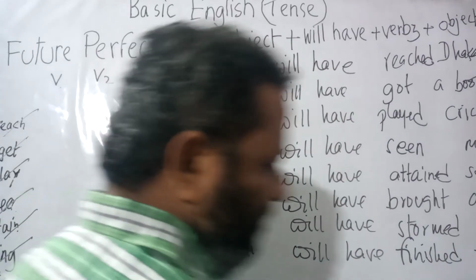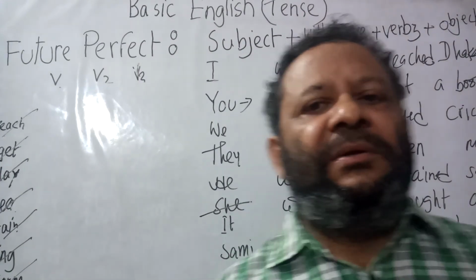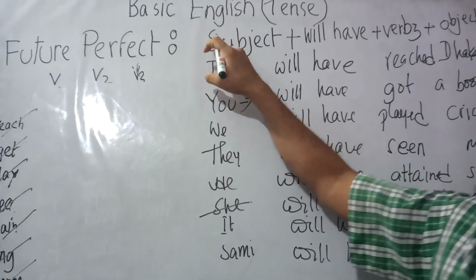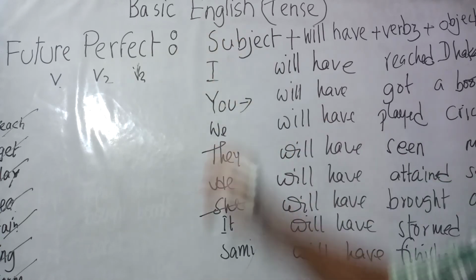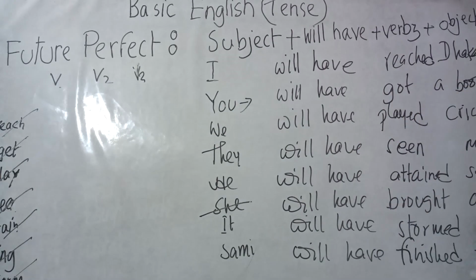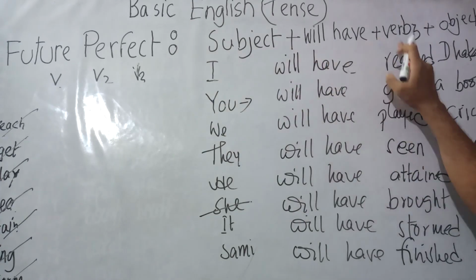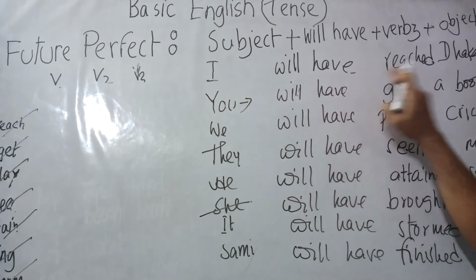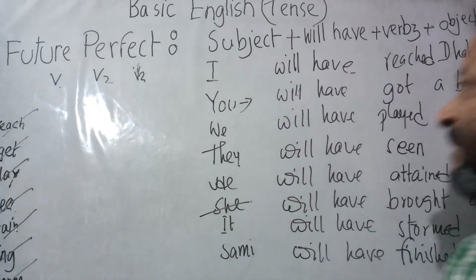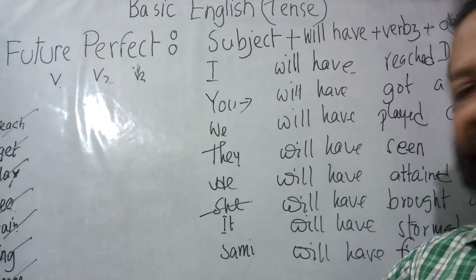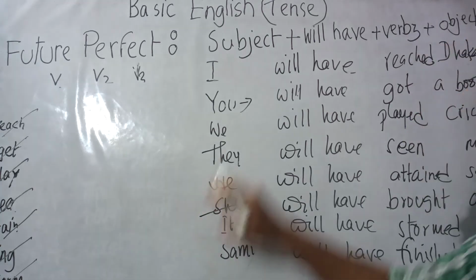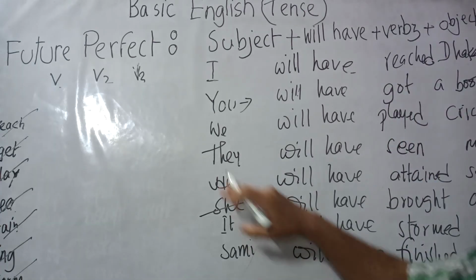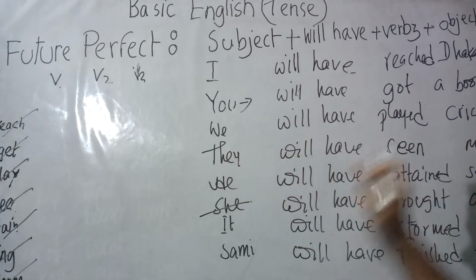Now there are some more words we can use at the time of making sentences by the structure of future perfect tense. Now let us consider by then. I will have reached Dhaka by then. You will have got a book by tomorrow. Now let us consider a specific time, that is 3:30 p.m. We will have played cricket by 3:30 p.m. Now they will have seen me by tomorrow.